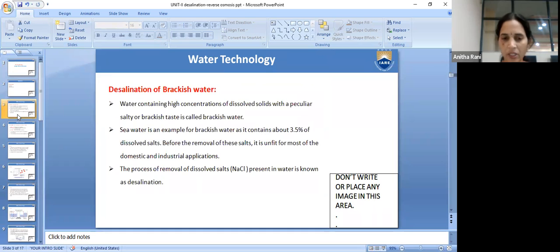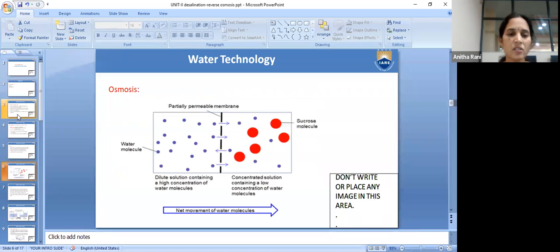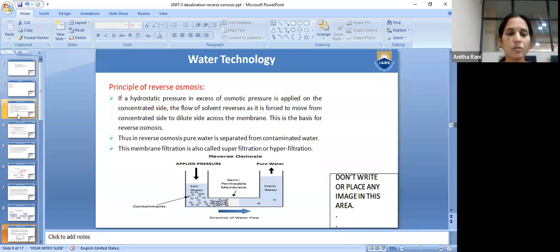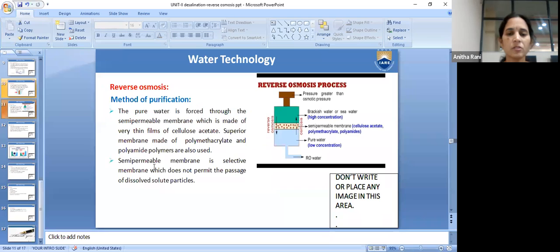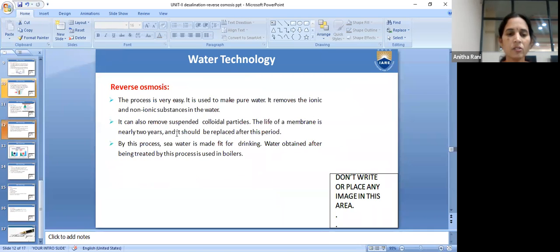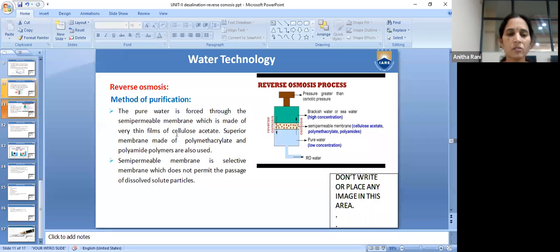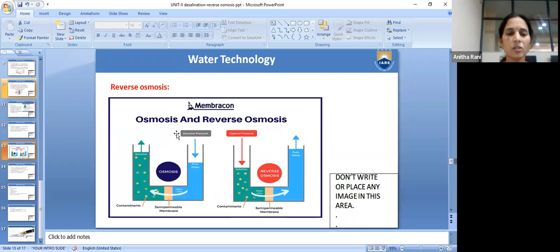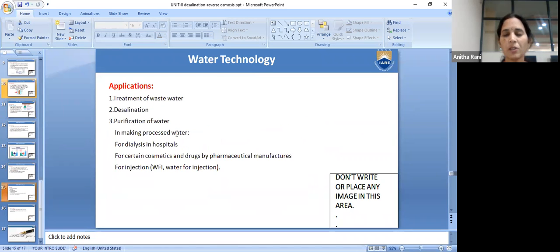So students, you have to write here, no need for this explanation, osmosis also is not needed. You write from here: what is the principle of reverse osmosis, and take this diagram and explain the method, this slide and this slide method. Then you can write advantages and applications. So simple topic, this one.